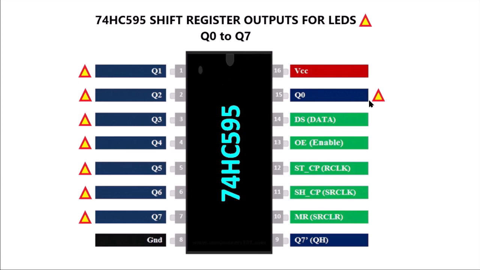Now all the fun begins here, but you must put a 220 ohm resistor on each of these LEDs. You have to do that or the LEDs will blow and it could also hurt your shift registers too. So make sure you have 220 ohm resistors on each of these 8 LEDs. It starts from 0 all the way to 7. And that way you can start having your fun making your shift registers do anything you want.